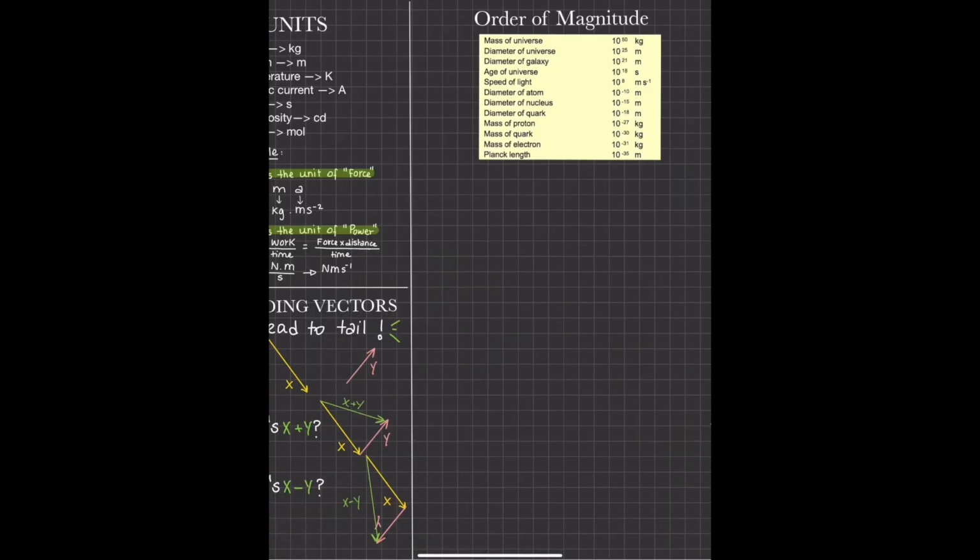In order to be able to do estimations, you have to know the order of magnitude of these quantities. The question will be, let's say, find the ratio of the mass of a proton to the mass of an electron. So you should know that the mass of a proton is 10 negative 27, and that the mass of an electron is 10 negative 31. Divide them together, and you get 10 to the power of the order of magnitude. It will give you 4. Okay, and that's the answer.